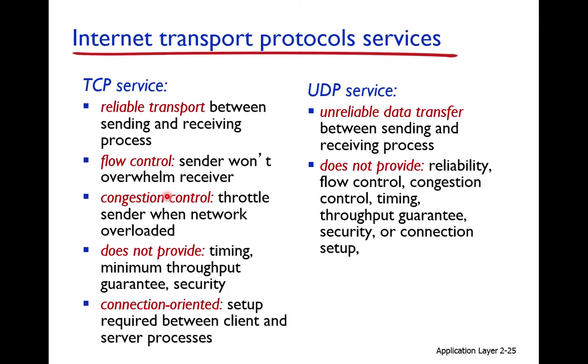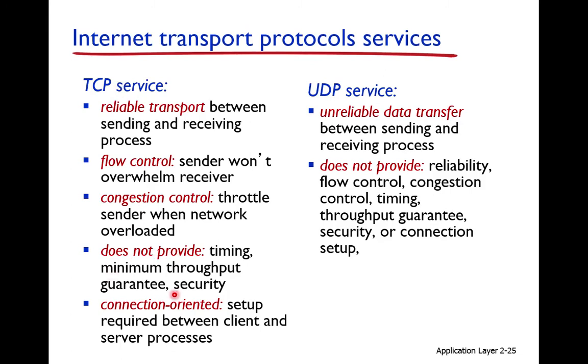Another is called congestion control. Congestion control means that the sender will send the amount of data that can be delivered by the core network, so that the core network, the routers, are not overloaded. Because if the router buffer is full and the sender sends more data, then that data will be discarded by the router, will be lost. So TCP provides congestion control.